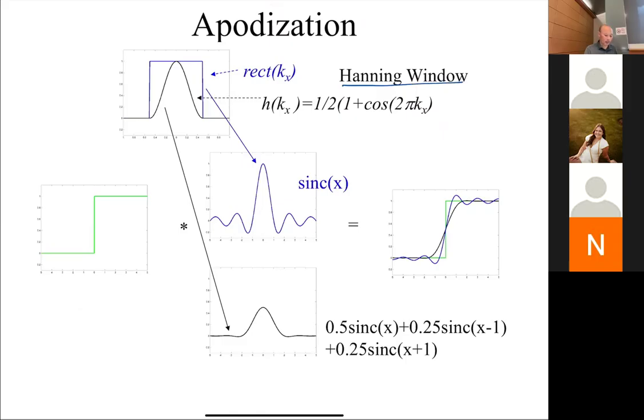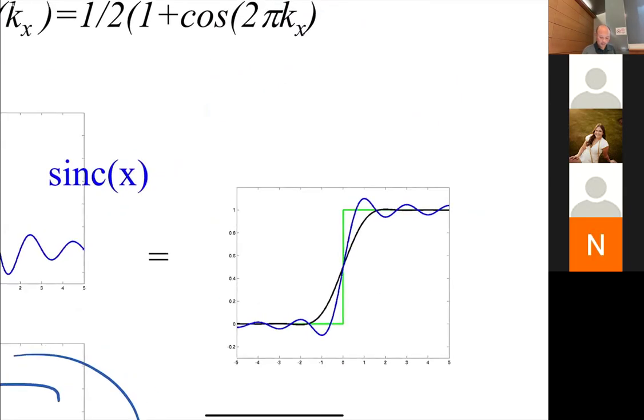Here, instead of multiplying K-space by a rect function, which is like a hard cutoff of my K-space, I'm going to multiply K-space by a smooth function. And so the idea is that smooth function has an inverse Fourier transform that's smooth now. So now when I convolve it with the edge, I go from having the ripples, so that's the Gibbs ringing, to something that's smooth. Okay, so now I have a smooth transition.